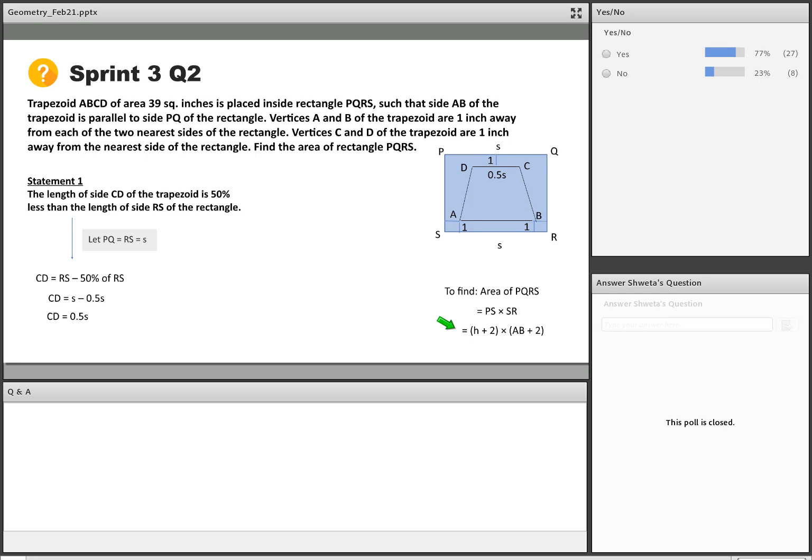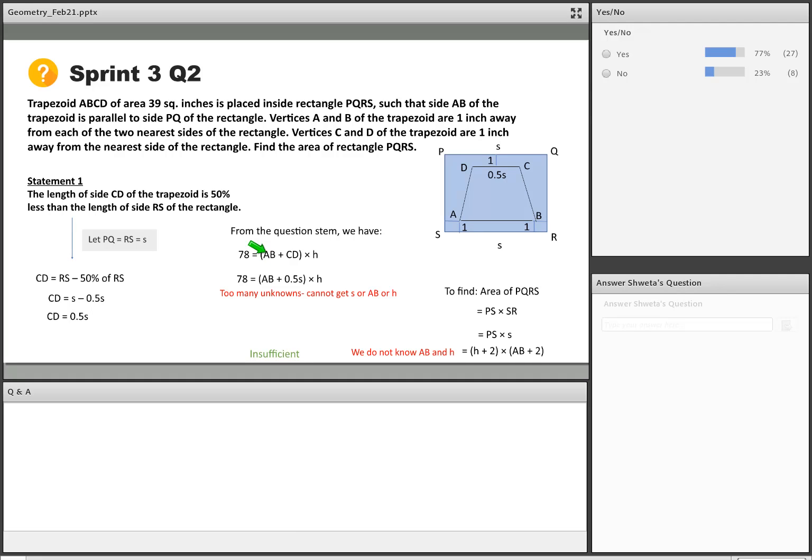Now with this, let's see what I have. Well, statement 1 gave me this much, but remember, the question stem is something you have always. So what did we have from the question stem? We already knew this much. Now what I have found is CD equal to 0.5s. But that still does not give me the value of CD because I don't know S, right? So it still has too many unknowns. I don't know AB, I don't know S, I don't know H. I can't get anything from this. And if I can't get these things, I can't get H plus 2, I can't get AB plus 2. There's no way I can find what I was trying to find. So this statement here is insufficient.